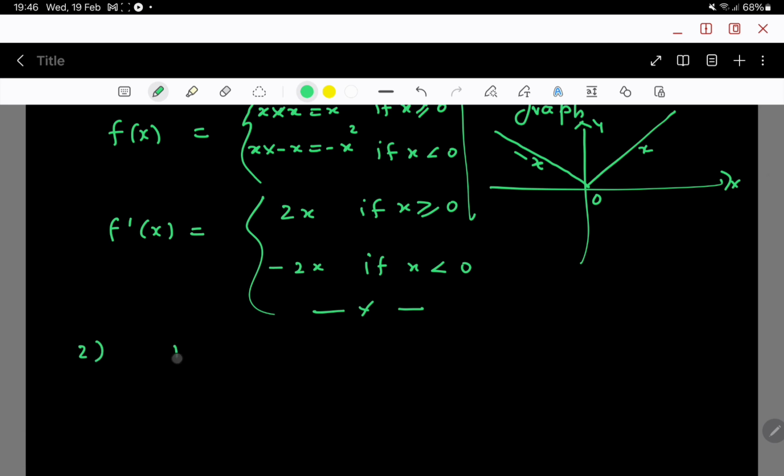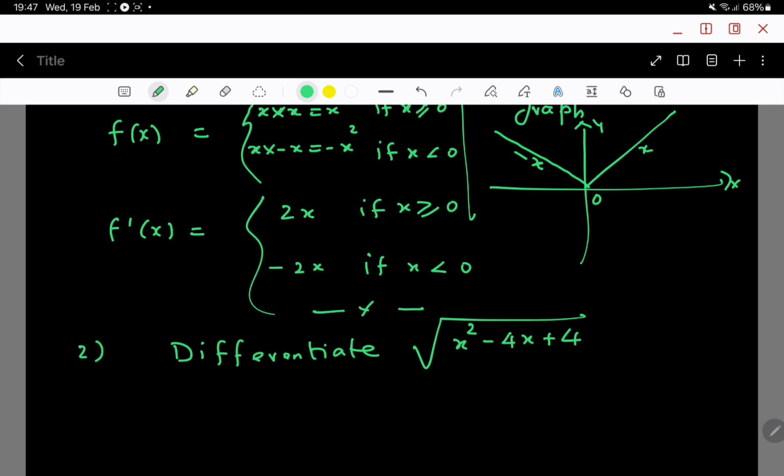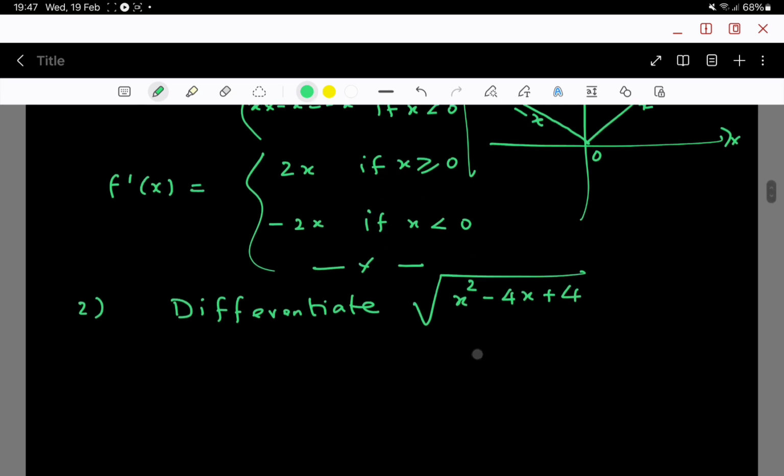Second one. Differentiate square root of x square minus 4x plus 4. So in this function, don't differentiate directly by square root rule, because x square minus 4x plus 4 is a perfect square. Okay, we write x square minus 4x plus 4 equal to x minus 2 whole square. Root of x minus 2 whole square is mod of x minus 2. Okay, I am writing now.